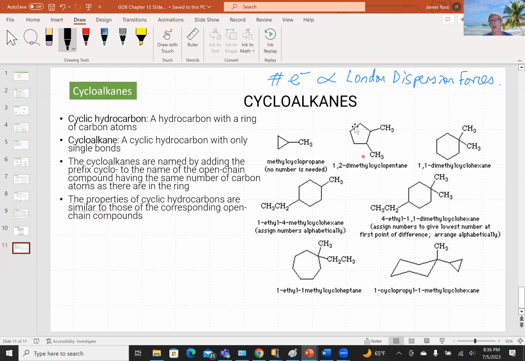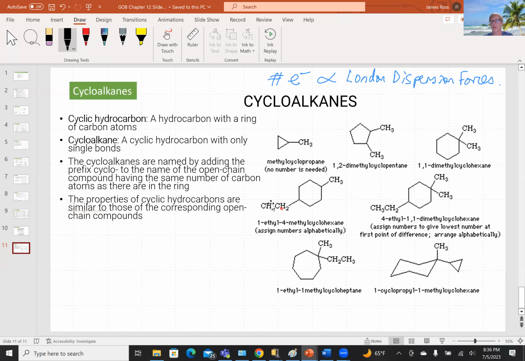If we have cyclopentane here, a 5-membered ring with 2 methyls, we want to assign those to positions 1 and 2 by definition. One of them is in position 1. And then I can either go round one way to give it position 5, or I can go the other way and give it position 2. So 1 and 2 is preferred over 1 and 5. So it's 1,2-dimethylcyclopentane. If you have 2 methyls on the same carbon, it would be 1,1-dimethylcyclohexane, as in this example.